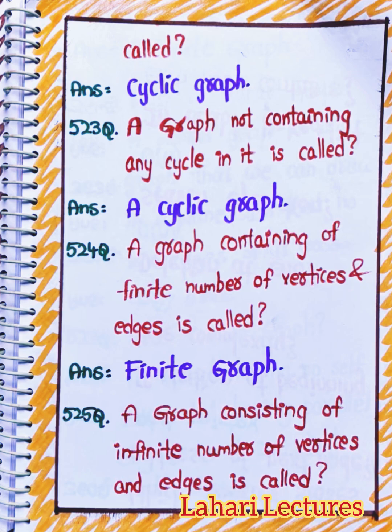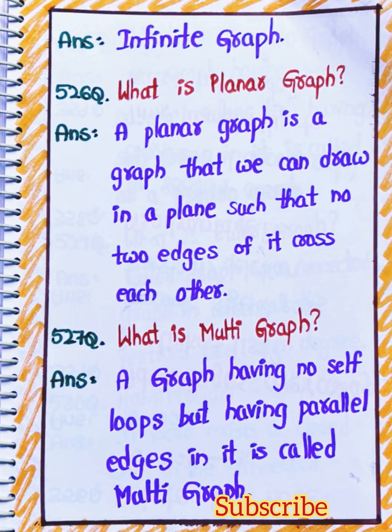A graph consisting of finite number of vertices and edges is called finite graph. A graph consisting of infinite number of vertices and edges is called infinite graph. What is planar graph? A planar graph is a graph that we can draw in a plane such that no two edges of it cross each other.